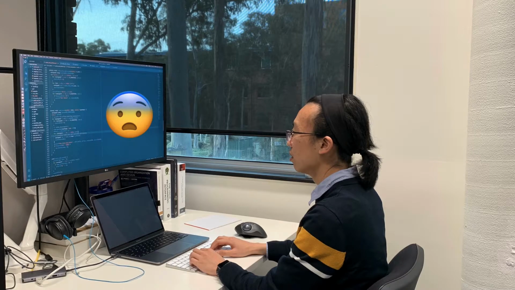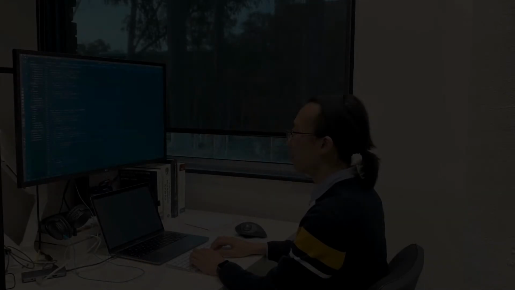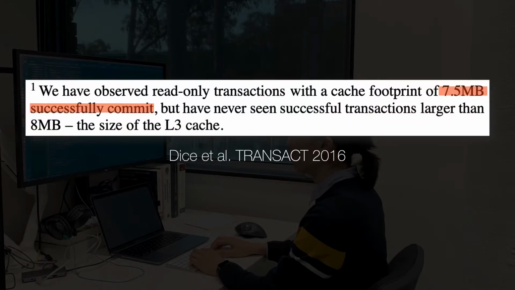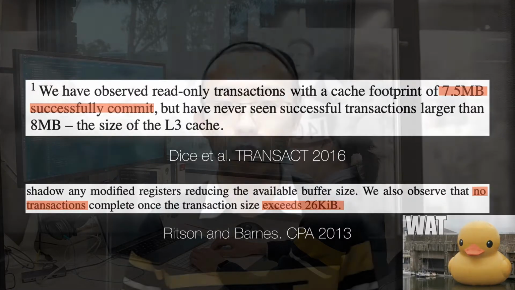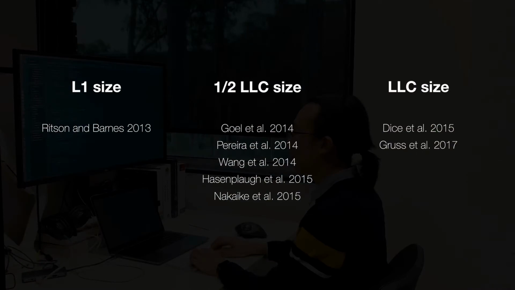So I decided to read through every single paper I can find about HTM capacity. To my surprise, published results can differ by orders of magnitude. Here are two papers. One shows a capacity of 7.5 MB, which is roughly the same size as the LLC, while another found the capacity to be a mere 26 KB, which is roughly the same size as the L1 cache. Both of them use the exact same CPU. What? I couldn't believe this. And it's not just two papers. Many published results differ wildly.